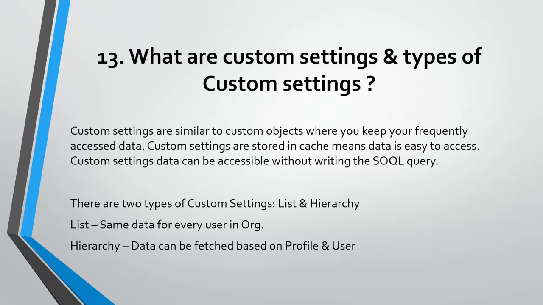There are two types of custom setting, list and hierarchy. List is used where we want to display the same data for every user in the org. Hierarchy data can be fetched based on profile and user.